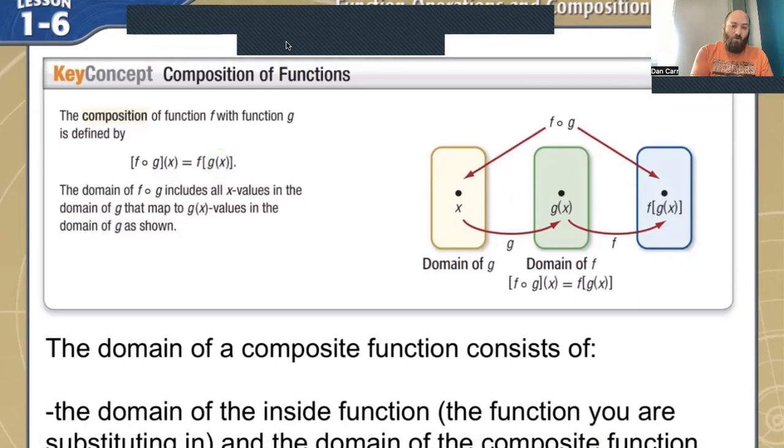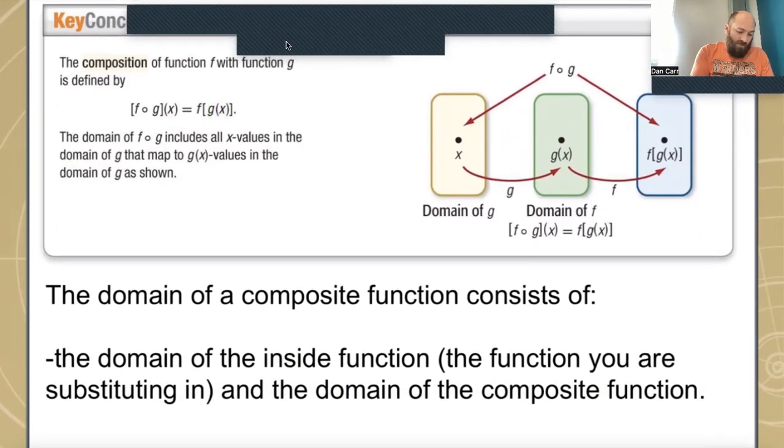So the domain of a composite function, we take the domain of the inside function. That's the function that you're going to substitute in. And it's going to go to the domain of the composite function. They have to line up that way. So if there's ever any restrictions on the original function, on the inside function, those same restrictions apply to the composite function.